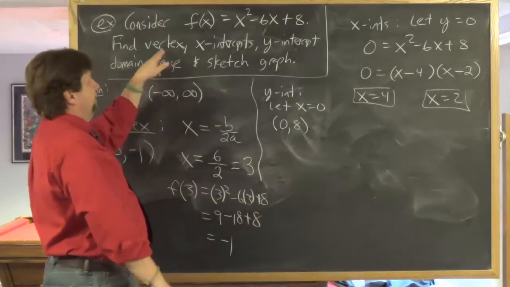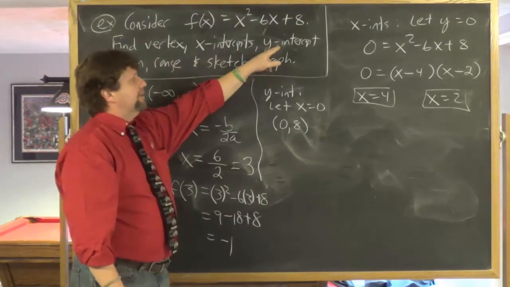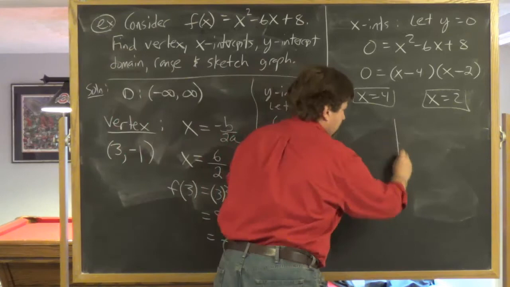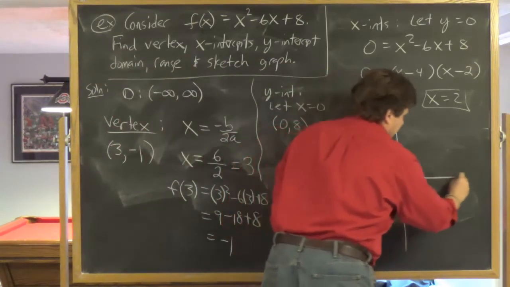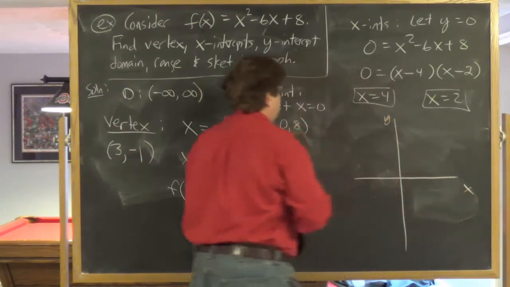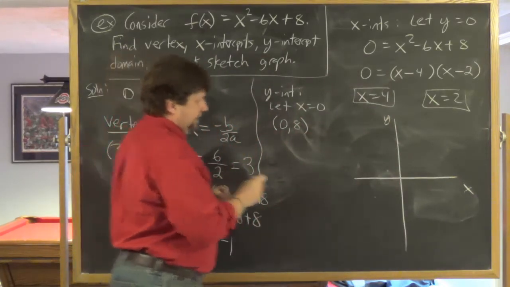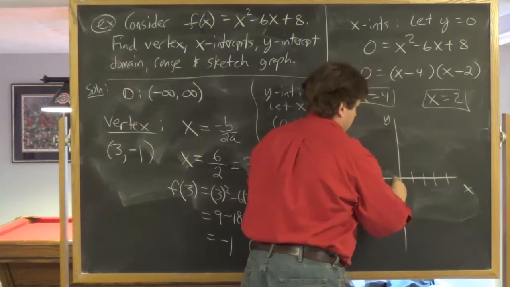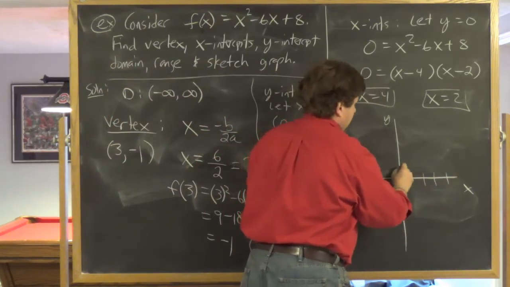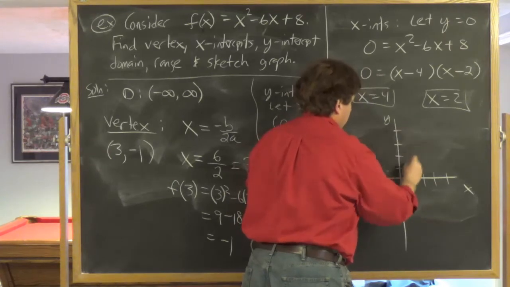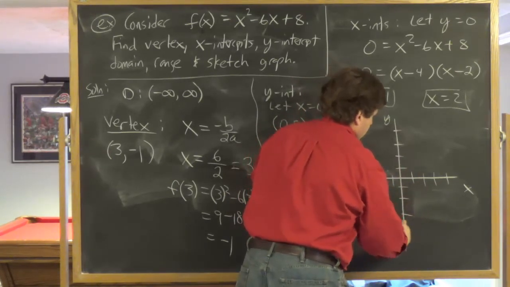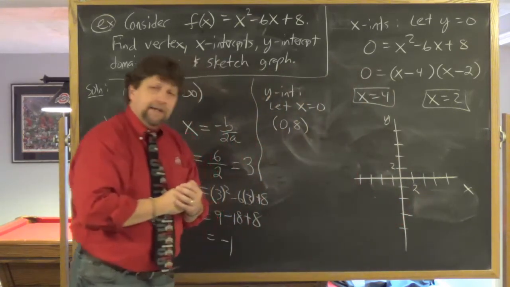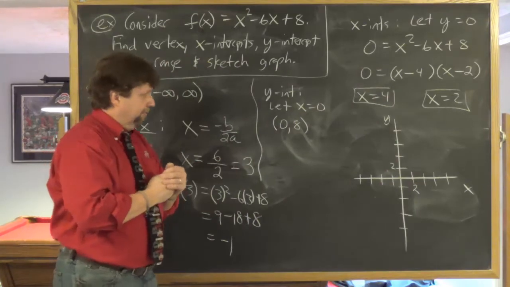So progress check. We found the vertex. We found the x-intercepts. We found the y-intercept. We should have enough to sketch the graph. Let me get the graph right here. And, let's see. Get some tick marks up here. I'm going to scale my x-axis and y-axis by 2's.